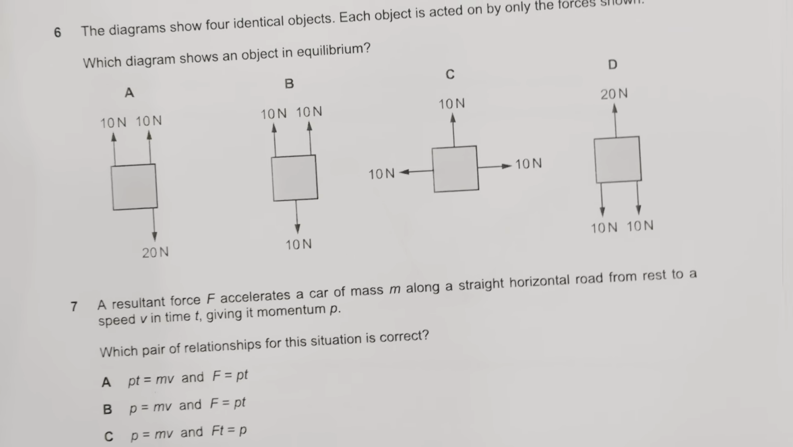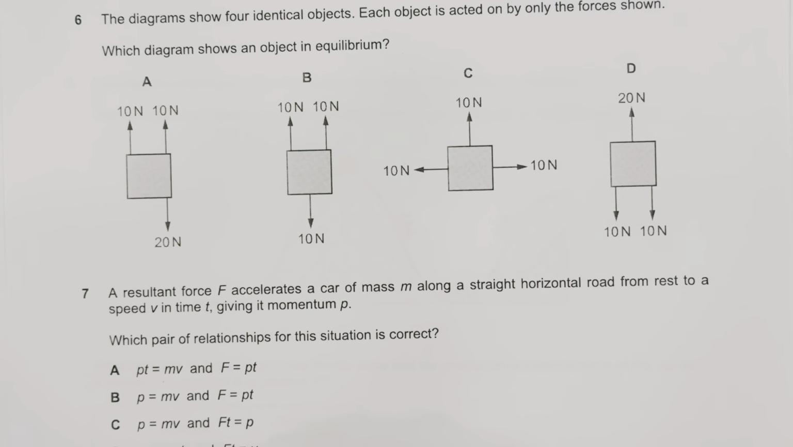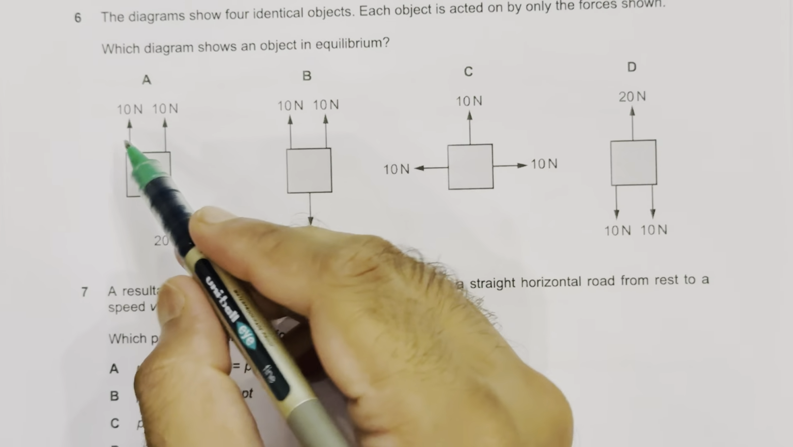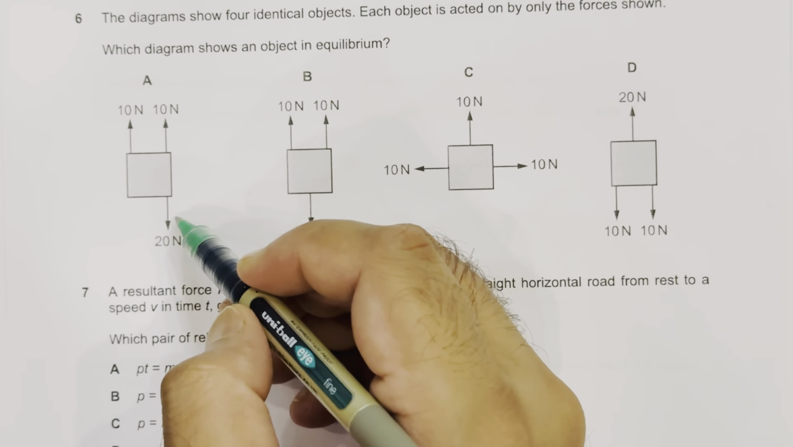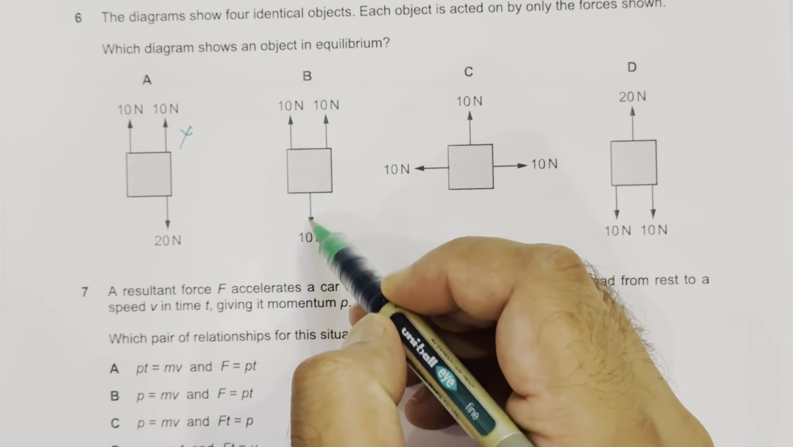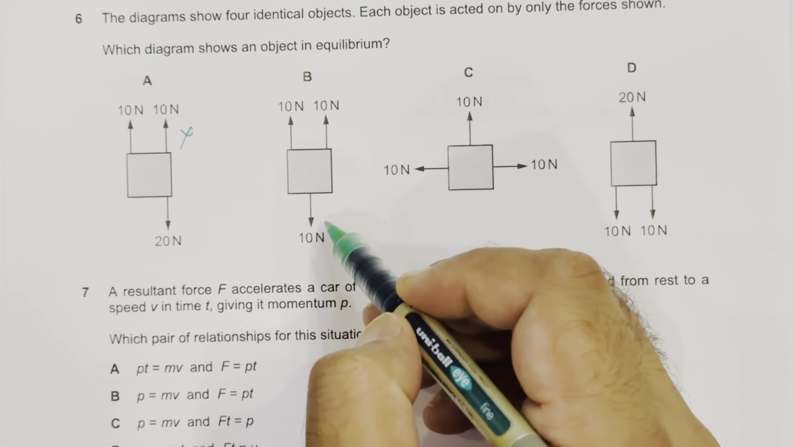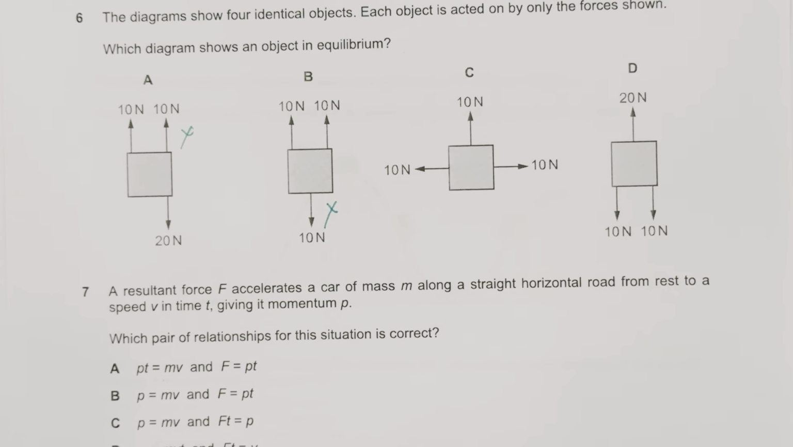Moving to question number 6. Question number 6 is that the diagram shows 4 identical objects. Each object is acted on by the forces shown. Which diagram shows the object is in equilibrium? We know that it is 10 Newton, 20 Newton and 20 Newton downward, but it is acting at one end. So this is the wrong option. 10 Newton and 20, it should be placed 20 Newton here to balance it, but it is written 10 Newton, so this is also the wrong option.